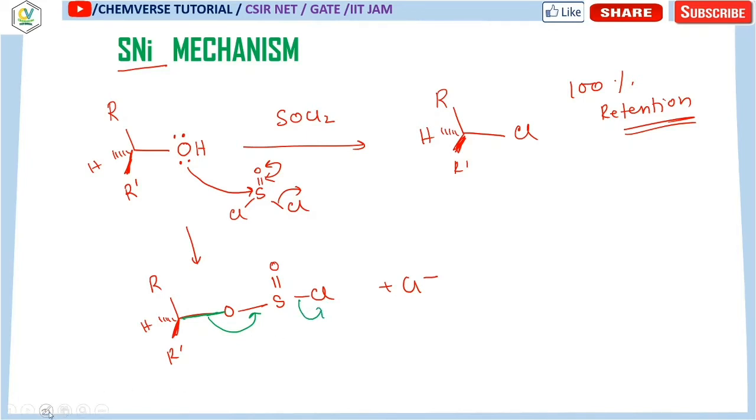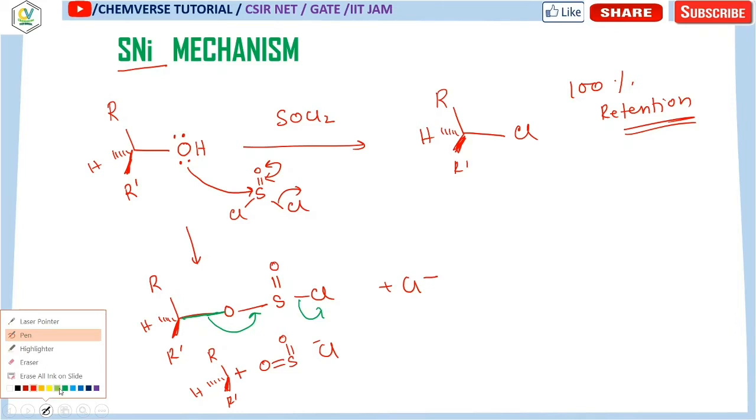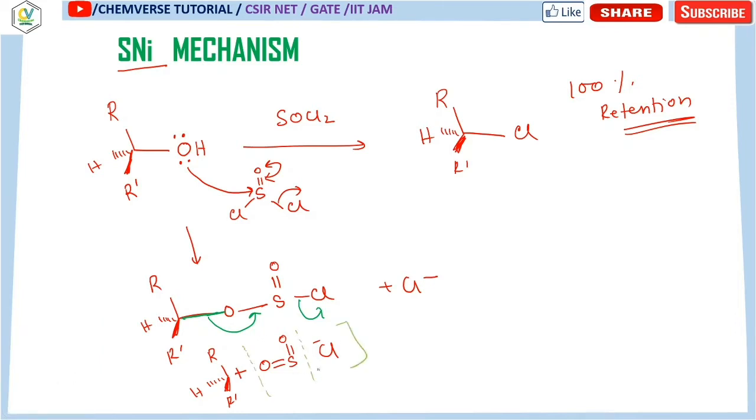So as a result of that, what we are actually getting is that this part will remain here forming a cation. Now this is nothing but the SO2 moiety and Cl minus. Now these three species will remain in very close proximity, and this kind of assembly is often referred to as an intimate ion pair. Okay, these are nothing but your intimate ion pair.